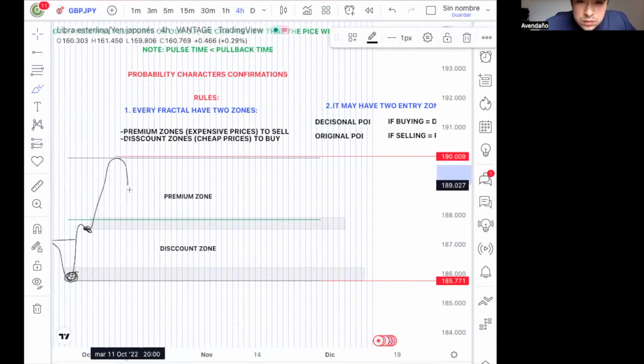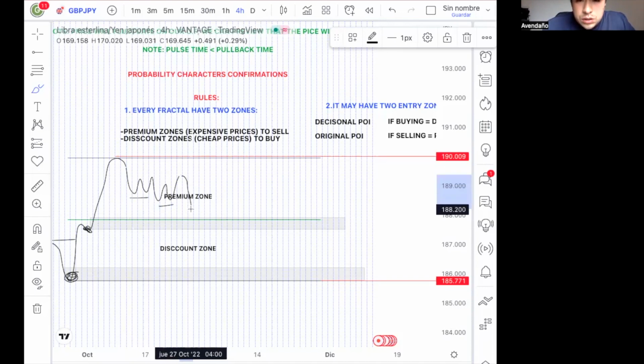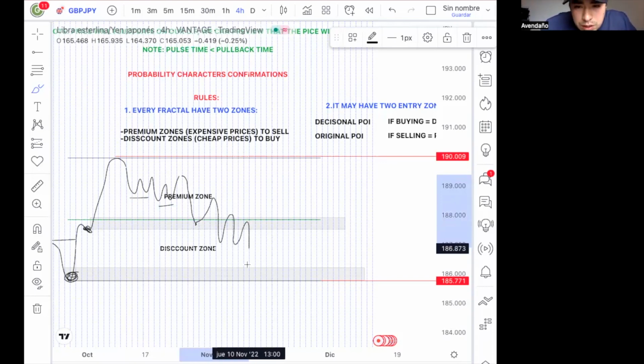So it comes here and creates this structure and continues and then creates a structure here again. These levels, these equal lows, are inner liquidity levels. And we will see that then it will hunt that liquidity and maybe get to our decisional point of interest, and then it might react again. It has to be difficult for the price to get to the zone, and then it comes here and continues with the order flow.